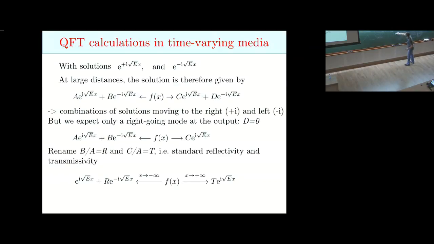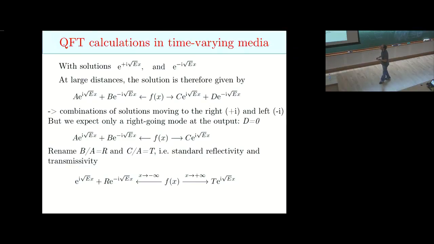I think I've got a picture on the next slide, but let's just redraw it here. So I have some kind of potential here. I have a wave coming in, okay? And what I expect is these waves coming out. In other words, what I'm saying is that I only expect a right-going mode at the output, okay? I don't expect at the output a mode coming in, if I'm only coming in from over here. This guy, I can cancel him and just simplify to this situation here, okay?